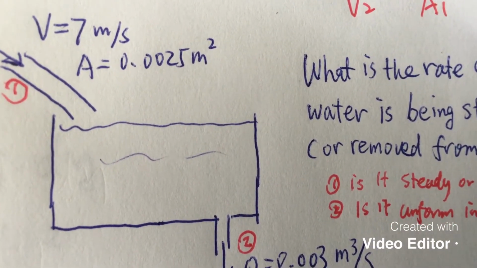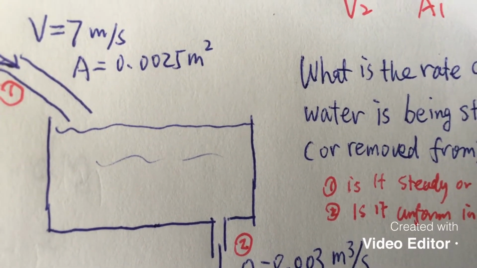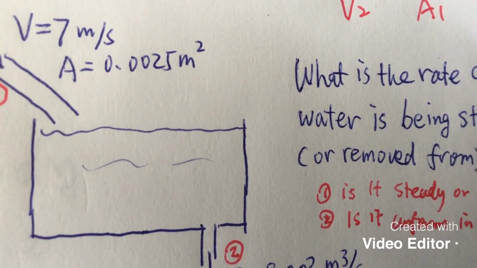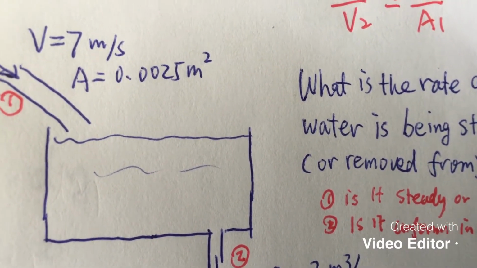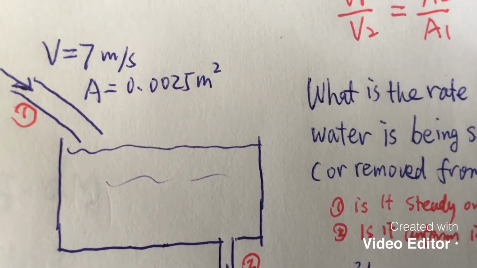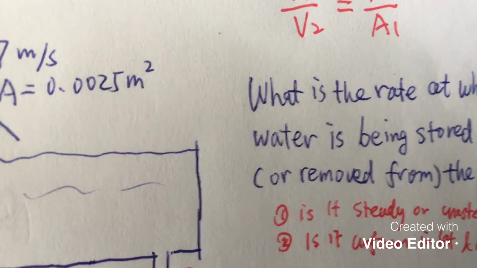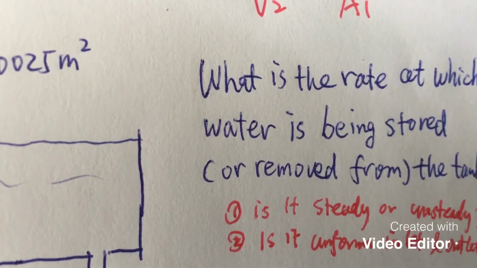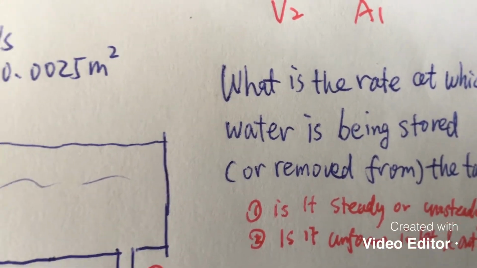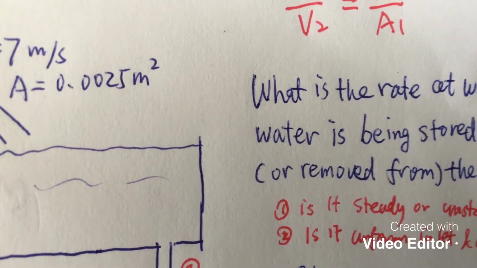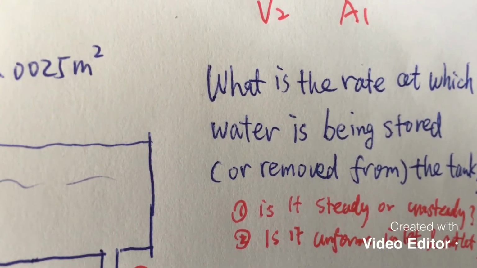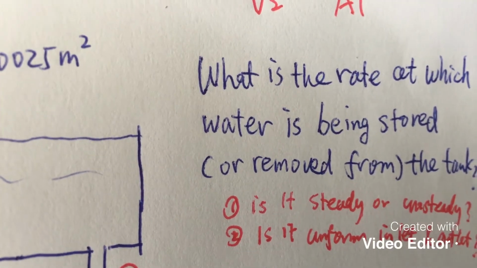Okay, the answer is it's unsteady, unfortunately, right? Because the control volume is the tank. So in the tank, the mass changes with time. You have an inlet, you have an outlet. It doesn't say the inlet is equal to outlet, so it might accumulate and it might decrease the water level. That's exactly the question asked: what is the rate at which water is being stored or removed from the tank? That means in the control volume, the mass changes. It's not a constant. So the answer for the first question is it's unsteady.